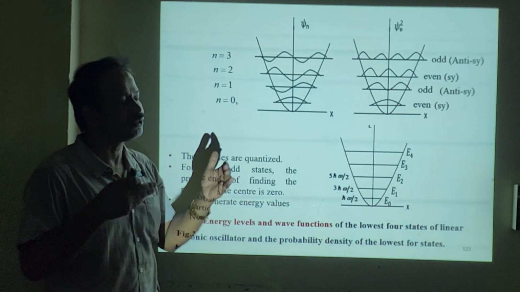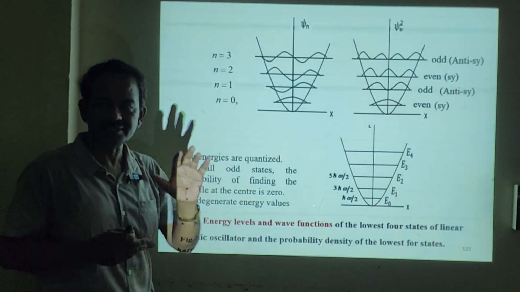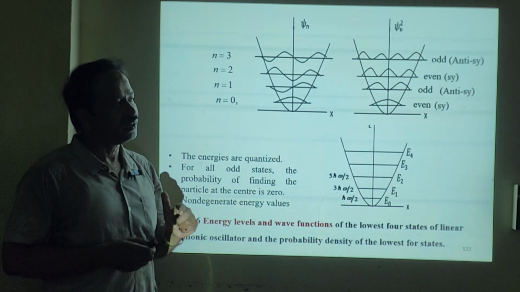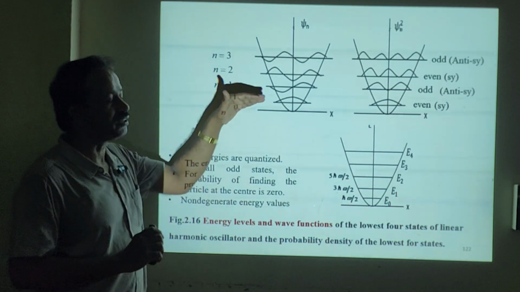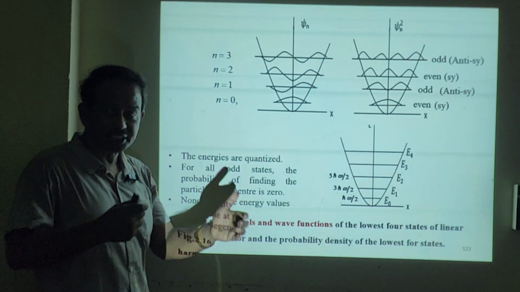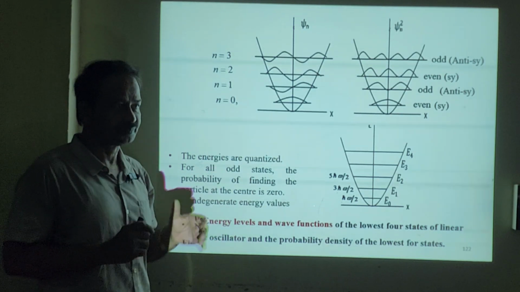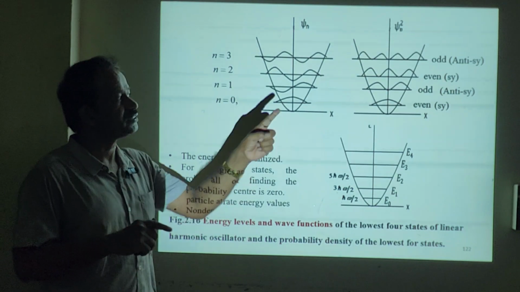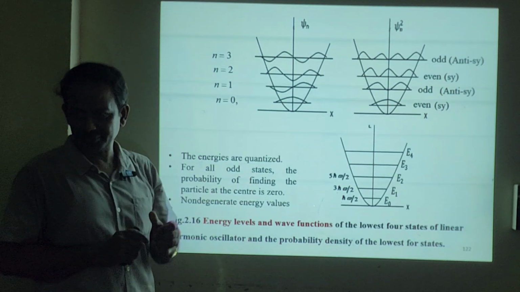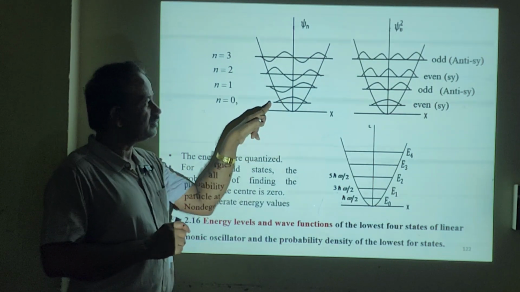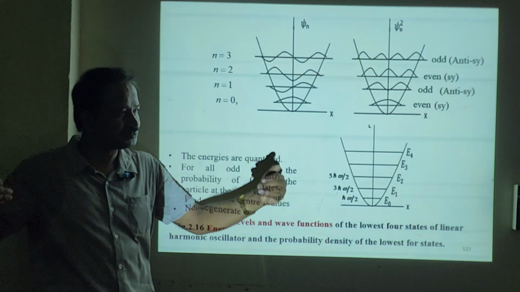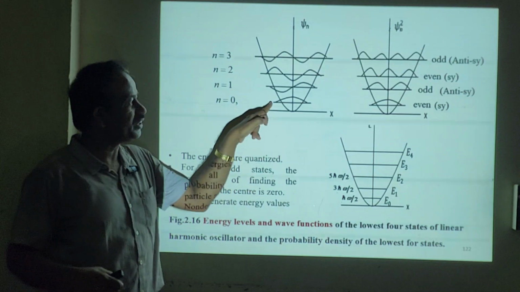The remaining ones, n equals 1, n equals 3, n equals 5, you will get anti-symmetric wave functions. This is called odd, and this is called even. Symmetric wave function is nothing but an even function. Odd wave functions are anti-symmetric wave functions. And second, the wave function leaks out. See, the wave function comes out, tunneling through the barrier. Very important concept.